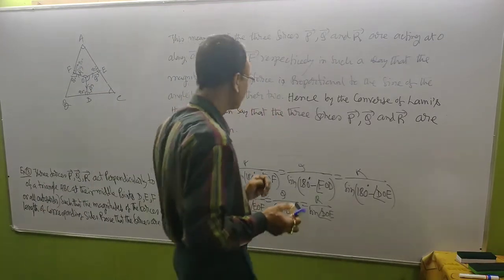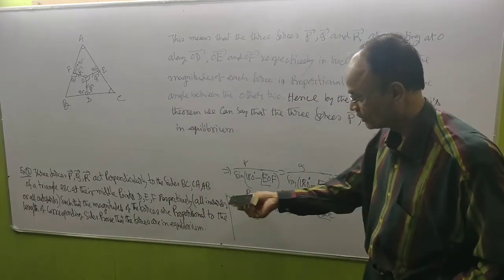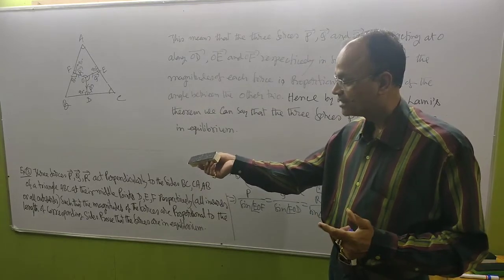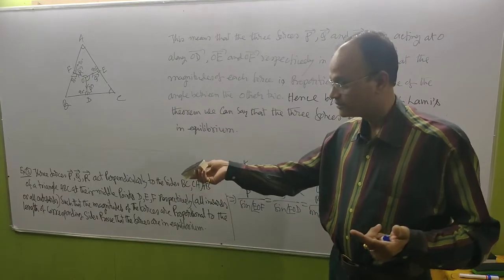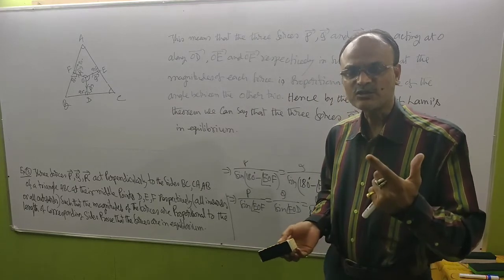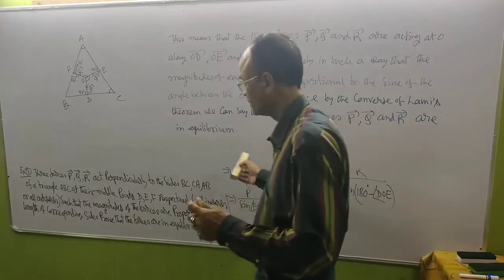Hence, by the converse of Lami's theorem, we can say that the three forces P, Q, R are in equilibrium. Therefore, we have proved question number 3 also. Let us try to solve another problem.